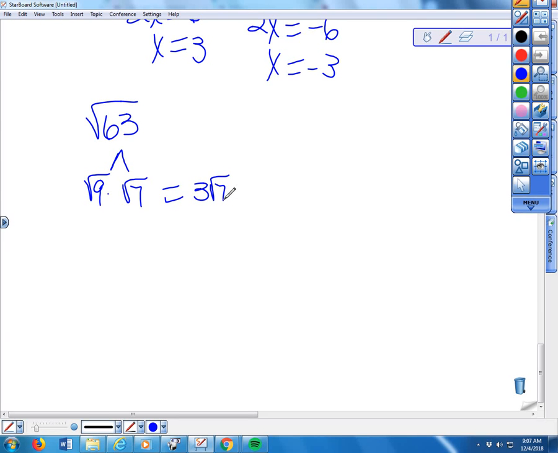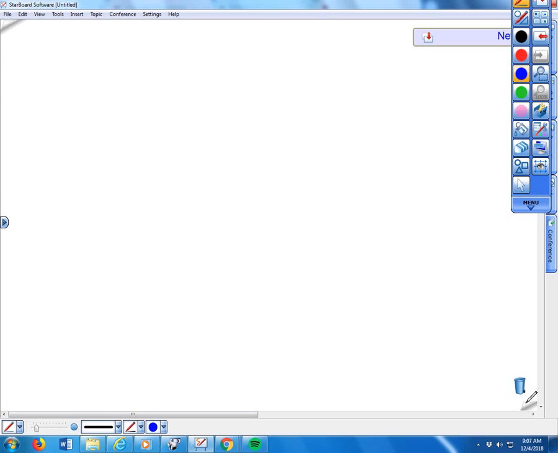Next one. 5 square roots of 3 times the square root of 6. Now, if you're adding, the radicands have to be the same number. But if you're multiplying and dividing, they don't. All you do is you multiply the radicands and you keep the radical there. So the square root of 3 times the square root of 6 is 5 square roots of 18. Several of you got that far.